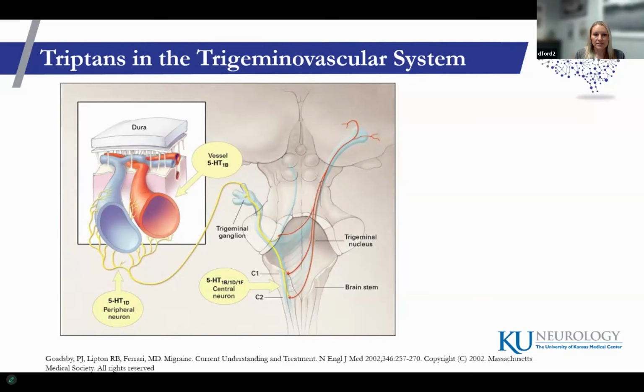So again, we talked about that receptor, the 5-HT1B and 1D. If you look at that blown up picture, you can see that those are around your blood vessels, hence why these cause vasoconstriction, and hence why you don't want to use them in someone with coronary artery disease or history of ischemic stroke. So just pay attention to that for later.